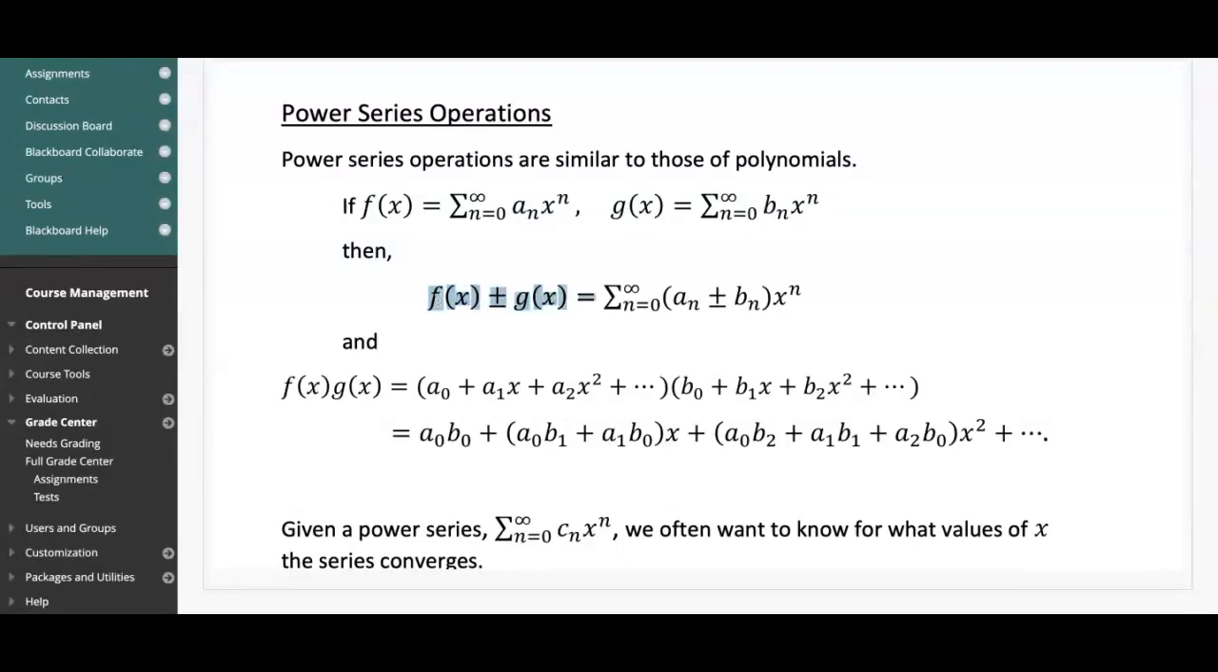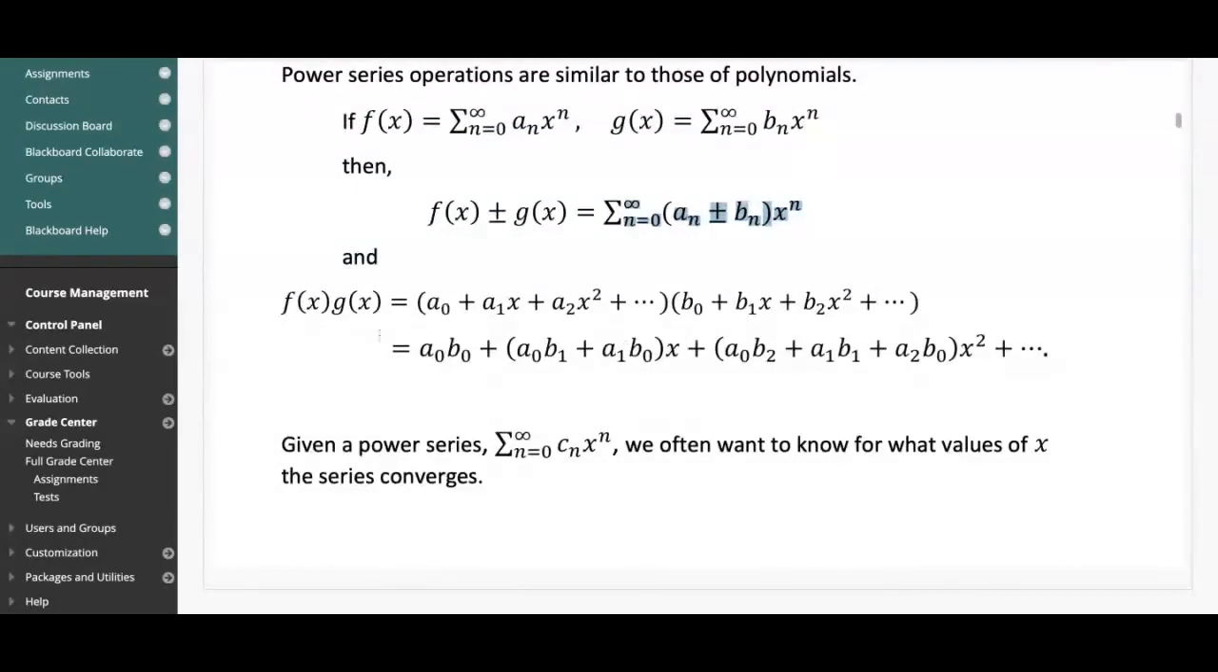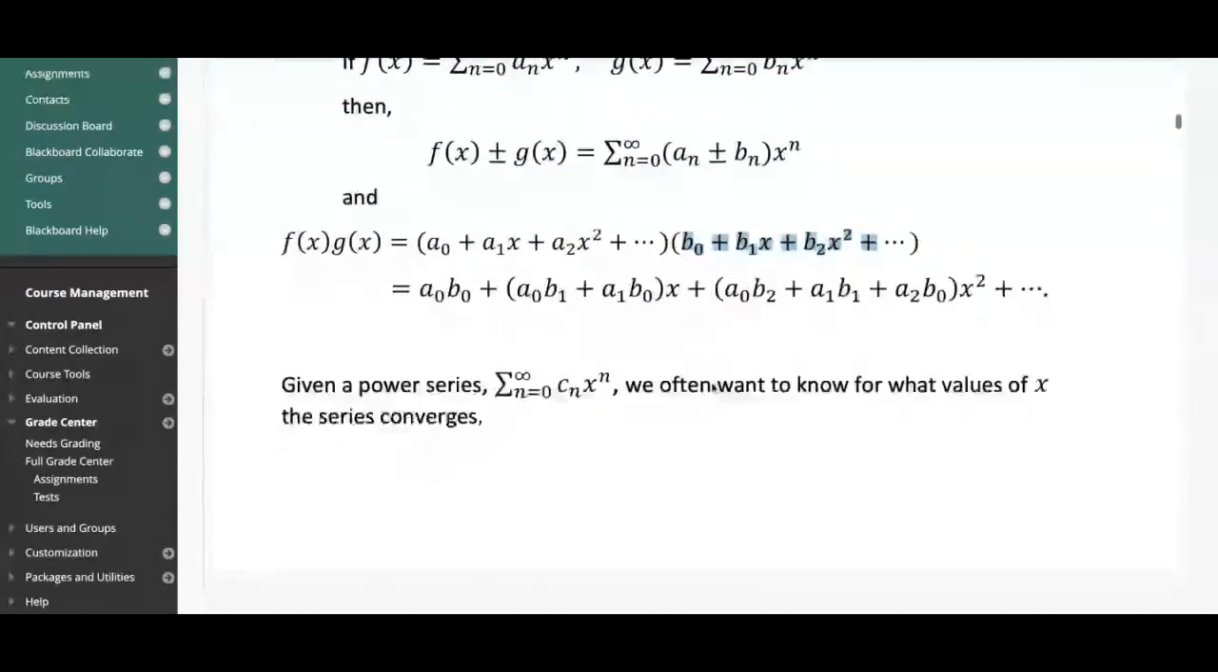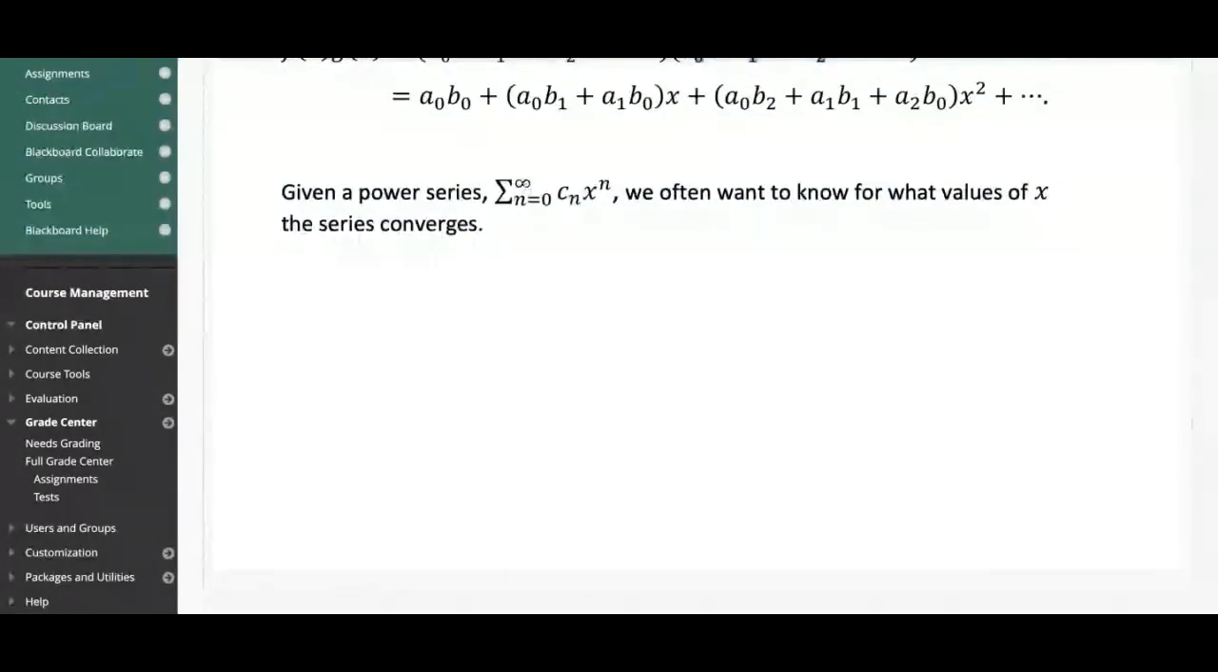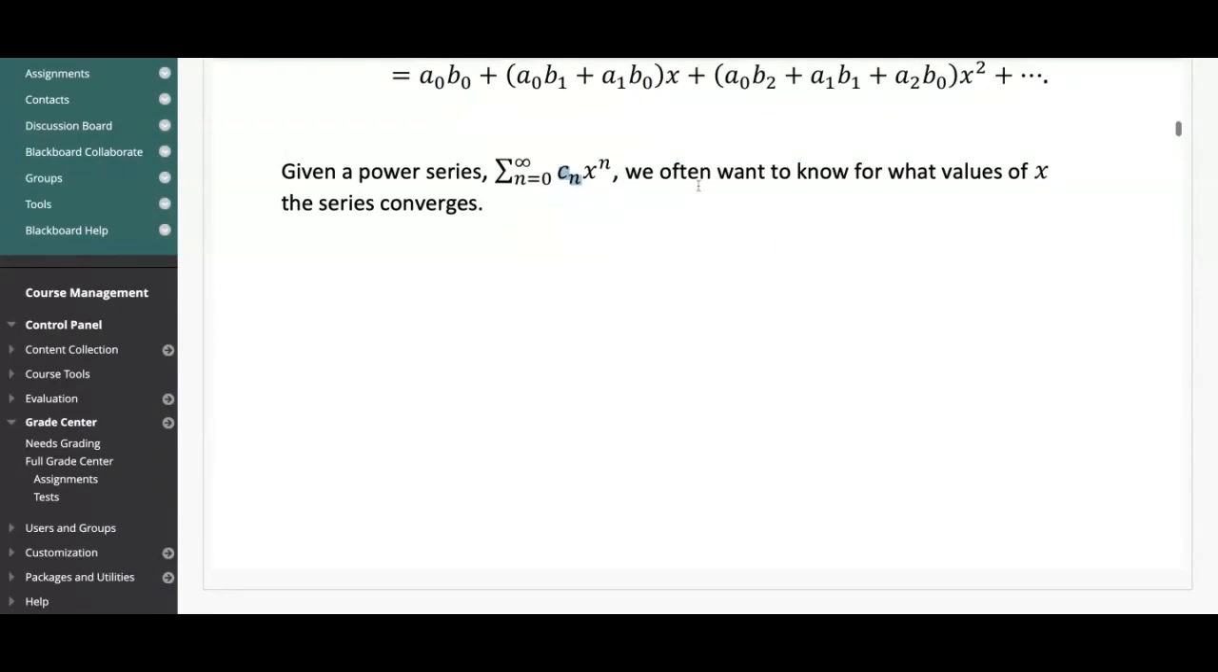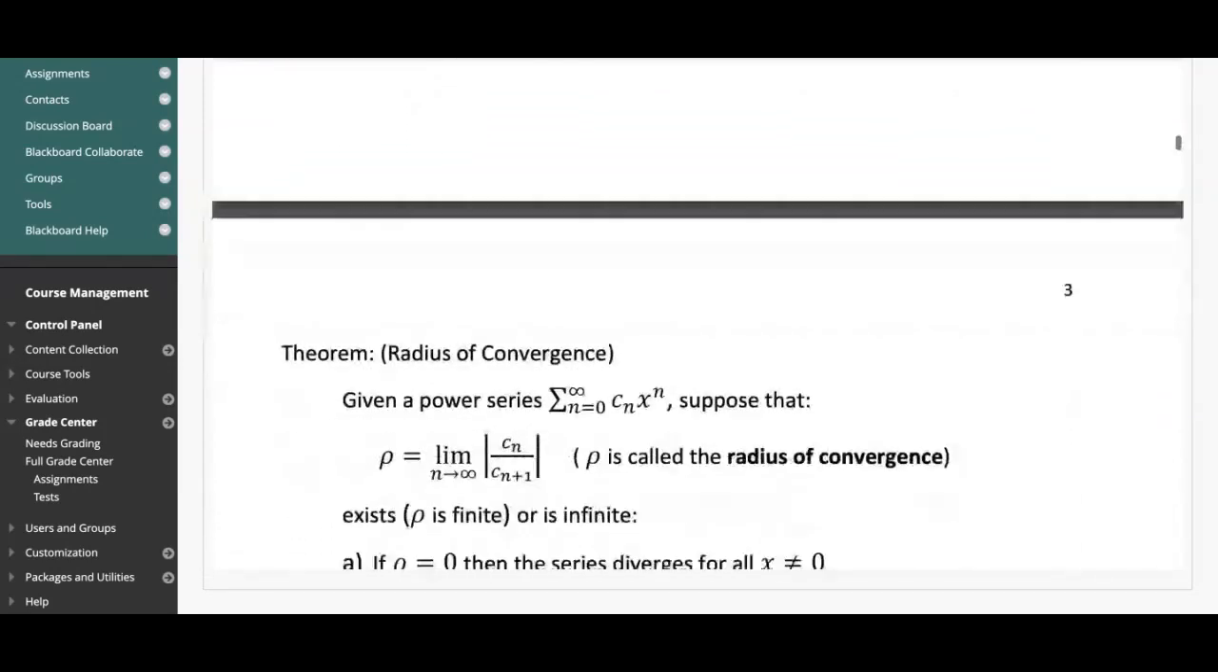Then we can add two functions or subtract two functions. That will be the sum or subtraction or addition of the two power series. And if we multiply the two functions, that will be multiplying the two power series also. So give another power series with the coefficient Cn. So usually we want to know for what values of x that series converges, which is back to calculus 2.